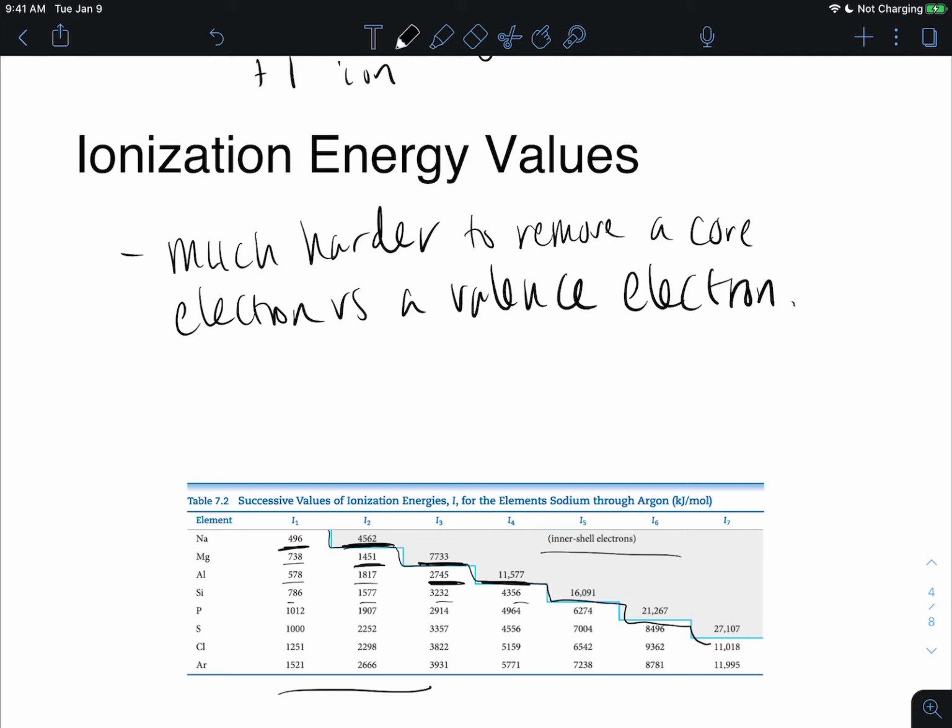So in general, when you're thinking about your ionization energies, the first one is always going to be the easiest to remove. Any successive one is going to be more energy than the one before it. And then if you are going from a valence electron to a core electron, that increase in energy is going to be exponential.